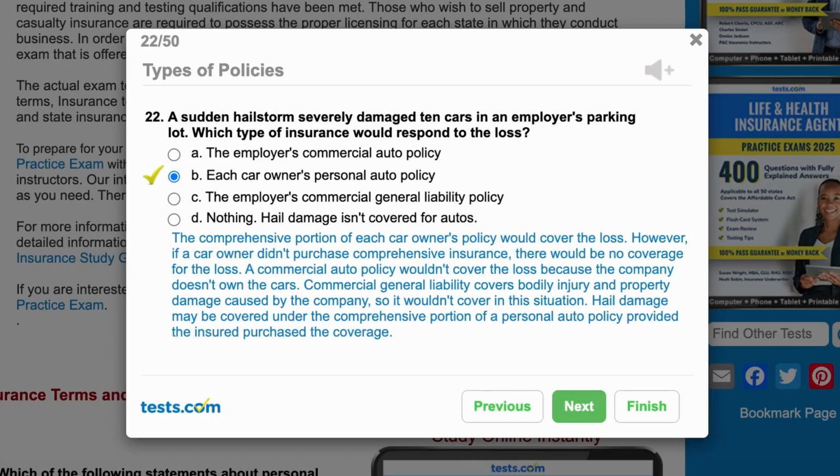B. Each car owner's personal auto policy. The comprehensive portion of each car owner's policy would cover the loss. However, if a car owner didn't purchase comprehensive insurance, there would be no coverage for the loss. A commercial auto policy wouldn't cover the loss because the company doesn't own the cars. Commercial general liability covers bodily injury and property damage caused by the company, so it wouldn't cover in this situation. Hail damage may be covered under the comprehensive portion of a personal auto policy, provided the insured purchased the coverage.